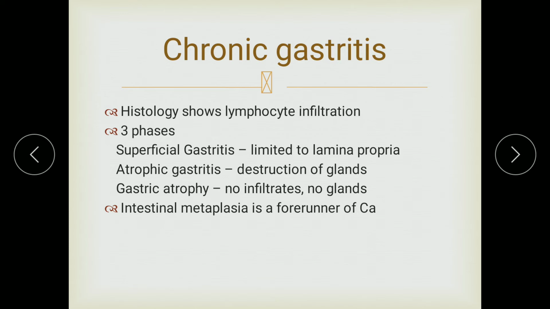In chronic gastritis, the infiltrates will be predominantly lymphocytes, and there are three phases actually. First phase is the superficial gastritis. If not treated at this stage, it will go on to atrophic gastritis and which will lead to gastric atrophy. In superficial gastritis, the inflammation is limited to the mucosa, lamina propria, and there is no glandular destruction. In atrophic gastritis, there is destruction of glands and the inflammation goes deeper. And the third stage is gastric atrophy, where there will be no glands, no infiltrates. At this point you can see intestinal metaplasia, and this metaplasia can be a forerunner of carcinoma.